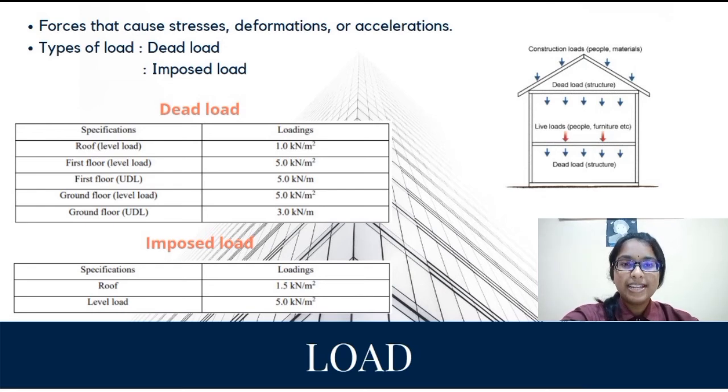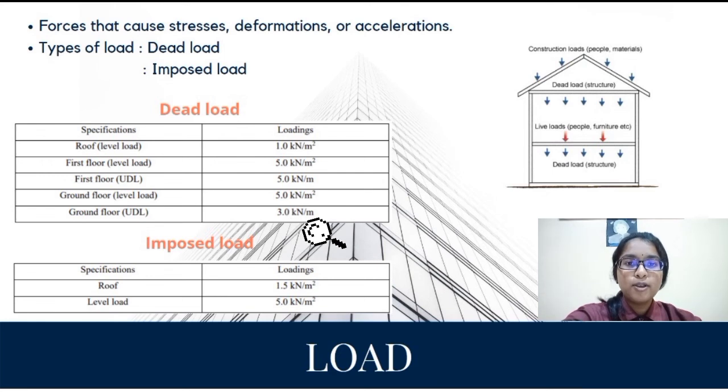So the dead load in this design is the roof. It has a loading of 1 kN per meter square. For the first floor, it has a loading of 5 kN per meter square. For the first floor uniform distribution load, it has a loading of 5 kN per meter. For the ground floor, it has a loading of 5 kN per meter square. Meanwhile, for the ground floor uniform distribution load, it has a loading of 3 kN per meter.